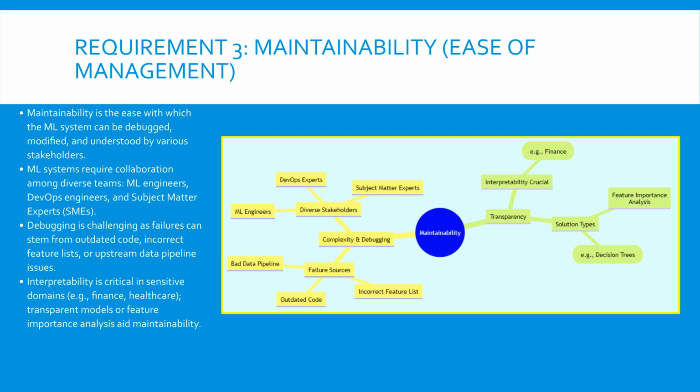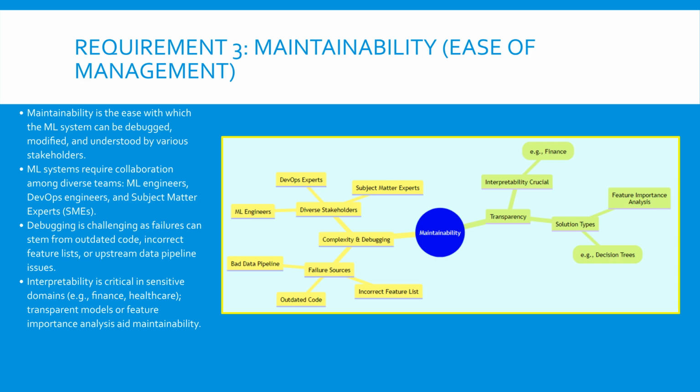The central concept branches into two primary areas: complexity and debugging, recognizing that complex ML systems are large, intricate structures that are inevitably worked on by diverse stakeholders, including ML engineers, specialist DevOps experts, and crucial subject matter experts, SMEs. Debugging such an intricate system is inherently challenging because system errors can rapidly originate from multiple failure sources, such as deploying outdated code, referencing an incorrect feature list, or underlying stability issues within the upstream bad data pipeline infrastructure. Tracing these elusive issues across organizational teams and disparate tooling sets strongly emphasizes the paramount need for streamlined, transparent, and version-controlled workflows.